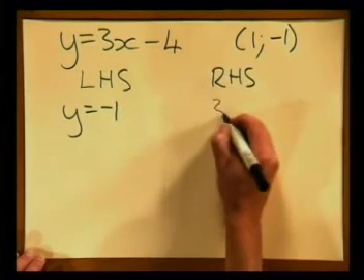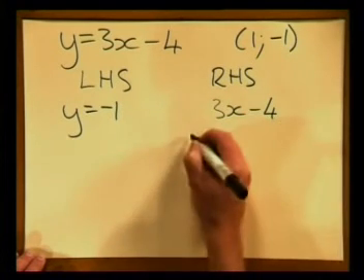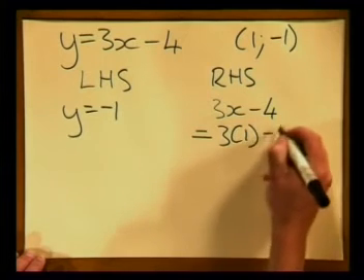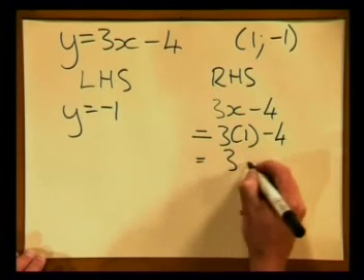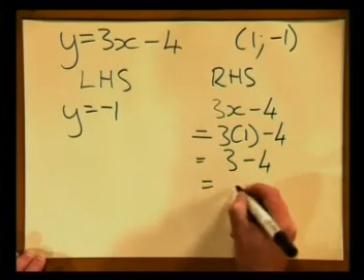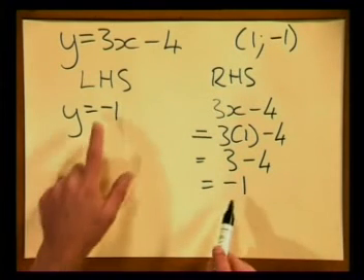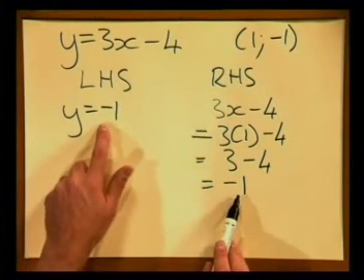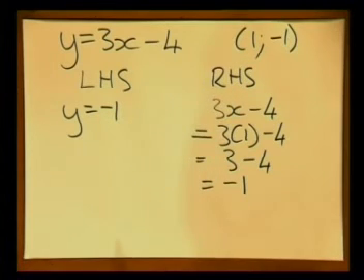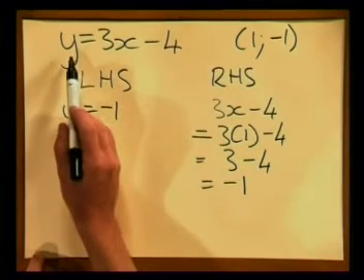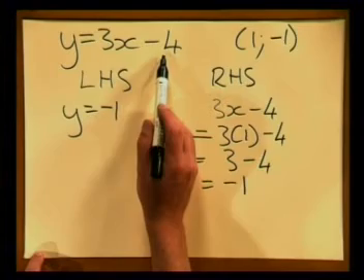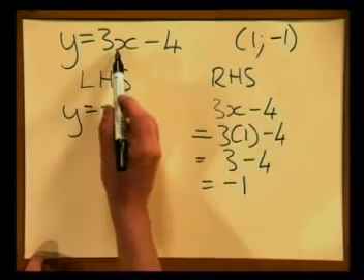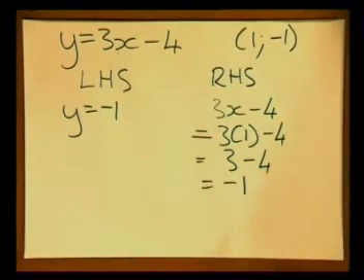So the right hand side is 3x minus 4, which is equal to, rather, 3 times 1 minus 4, which is equal to 3 minus 4, which is equal to -1. So can you see that the left and the right hand side are both equal to -1? Therefore, we know that our calculations are correct. This is the correct formula for the graph that we drew, and this point 1, minus 1 does in fact lie on this straight line.